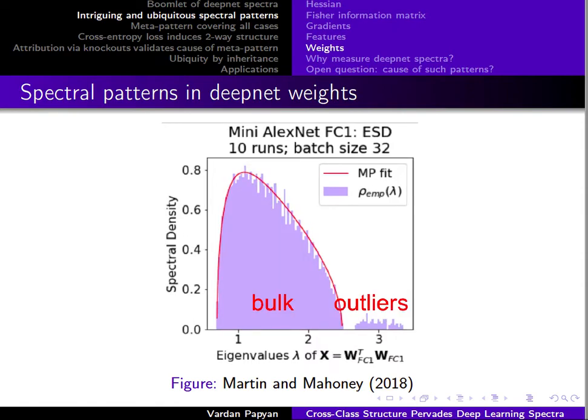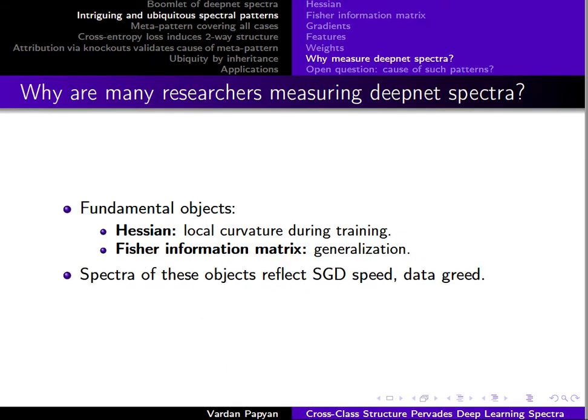At this point, you should be wondering to yourself, why are so many researchers measuring all of these deep net spectra? Why are they interested in the eigenvalues of these quantities? The reason is because these are fundamental quantities that we should understand. The Hessian represents the local curvature during training. And by better understanding it, you could potentially better understand what the speed of SGD depends on.